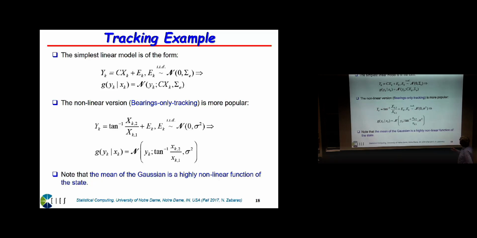And again, this is an interesting problem. It's very practical, of course, with lots of generalizations, but you can look at the likelihood model. It's basically a highly nonlinear function of the state. So it's not your trivial problem where everything is linear. This is the inverse tangent of x2 divided by x1, so that makes it an interesting problem to test things.